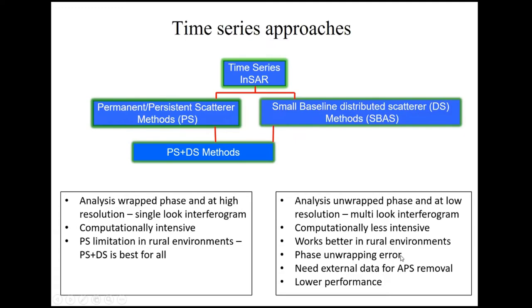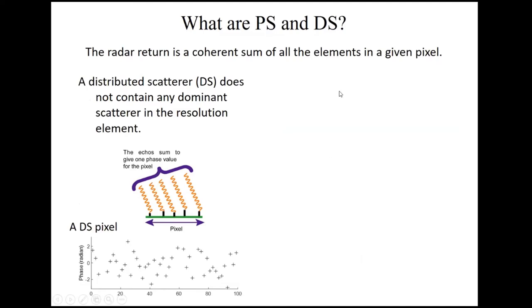And that's why the DS or the small baseline approach has some limitation in terms of accuracy. Usually they cannot remove the atmospheric contribution 100%. In that case, they have to use all the data to do modeling and subtract it. And that's it for the DS. Now I'm going to go into a little bit of detail on why we have to do this and what the definition is.